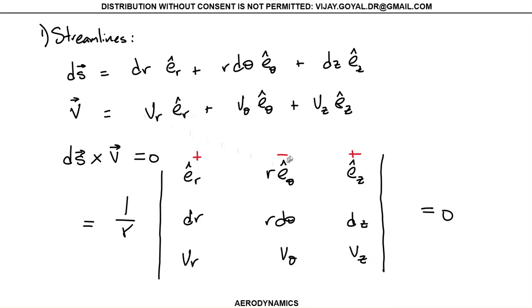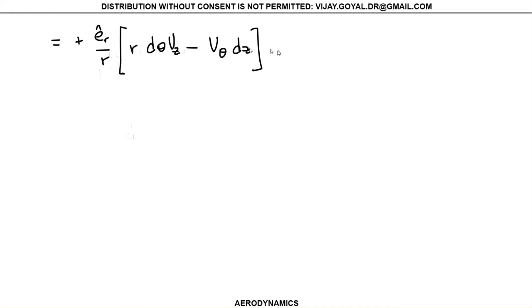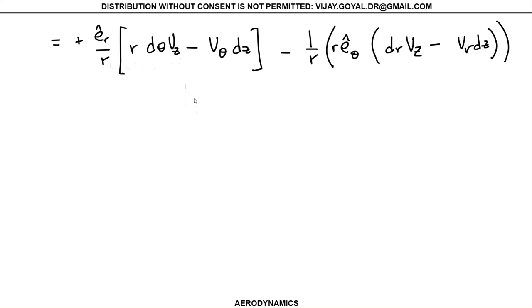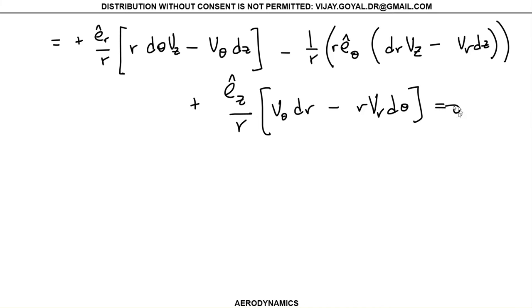And then the second term is minus. So you eliminate this column and this row, and you end up with this term times this one minus this term times this one. Okay, and don't forget the 1 over r. That's part of the problem. Then you have e theta, dr vz minus vr dz. Then the last term is plus this term, don't forget the 1 over r. Eliminate this row, this column, you end up with this times this minus this times this. So that would give you plus ez over r times v theta dr minus r vr d theta. This is all equal to 0.